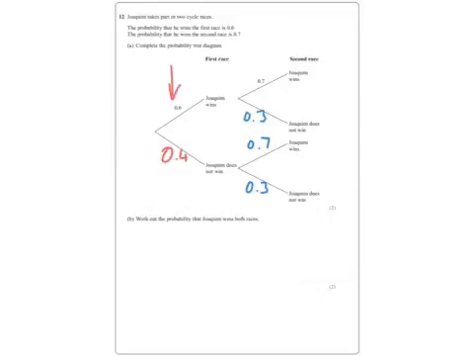Find the probability he wins both races. So, the probability he wins both races is going along here, then along here. And so that's 0.6 times 0.7, okay, which is 0.42. Pretty straightforward so far.